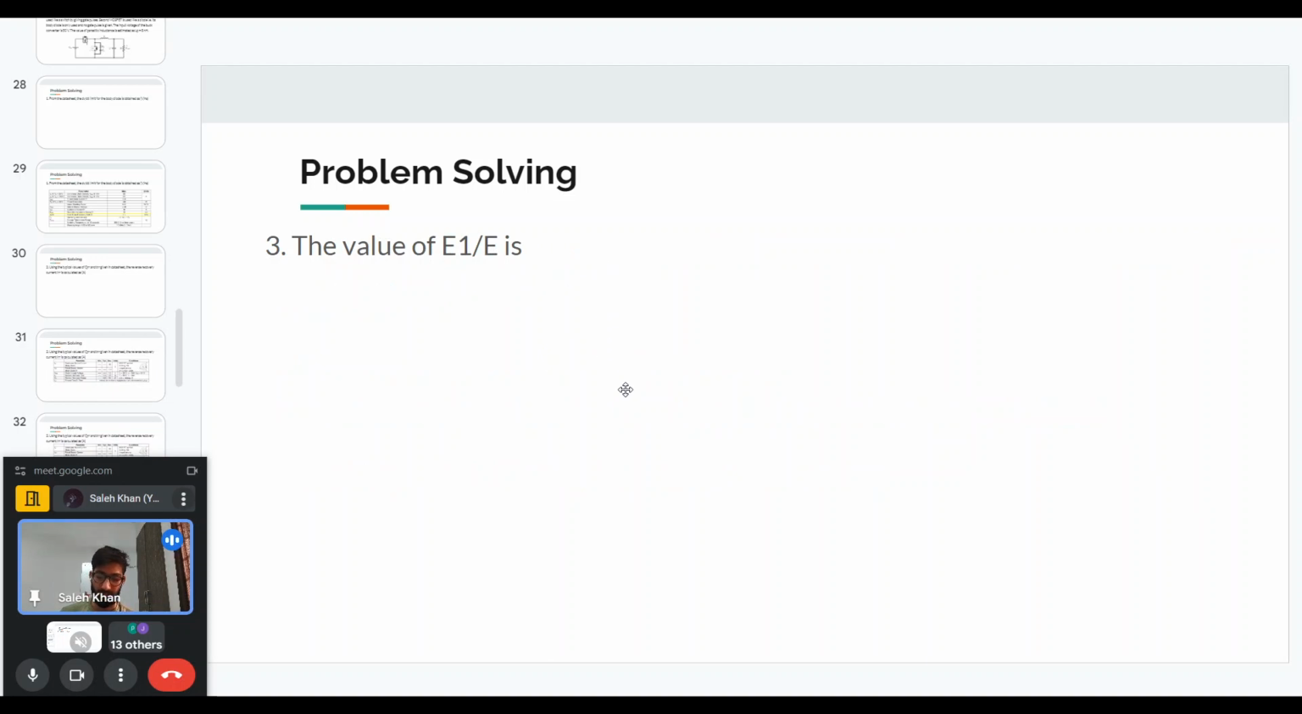Now this is quite simple. E1, as we saw, is twice E, so E1 by E will simply be 2. In this case, E is 50 volt, so E1 will actually be 100 volts. So we want to limit the spike to less than 100 volts. So E1 by E is 2.